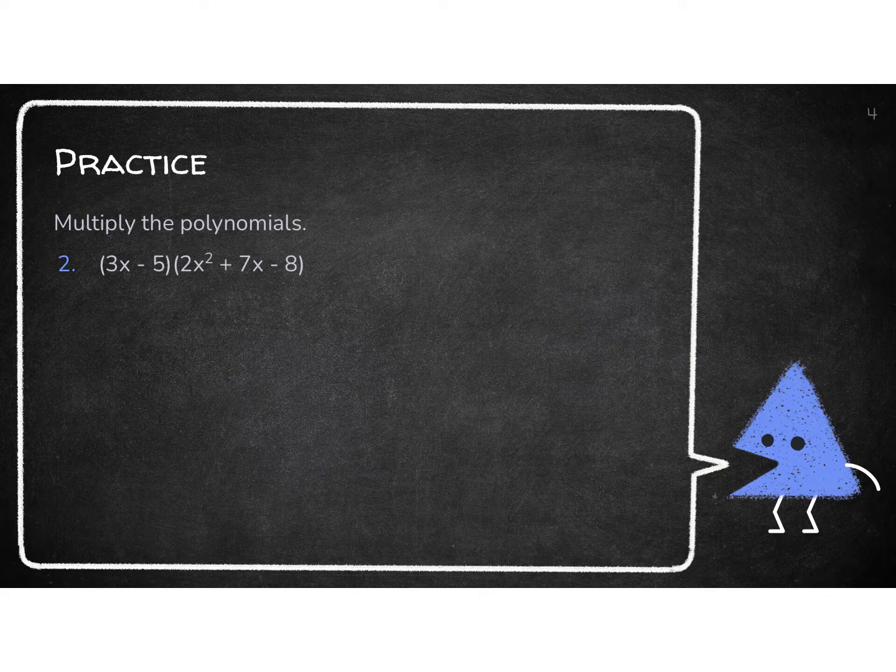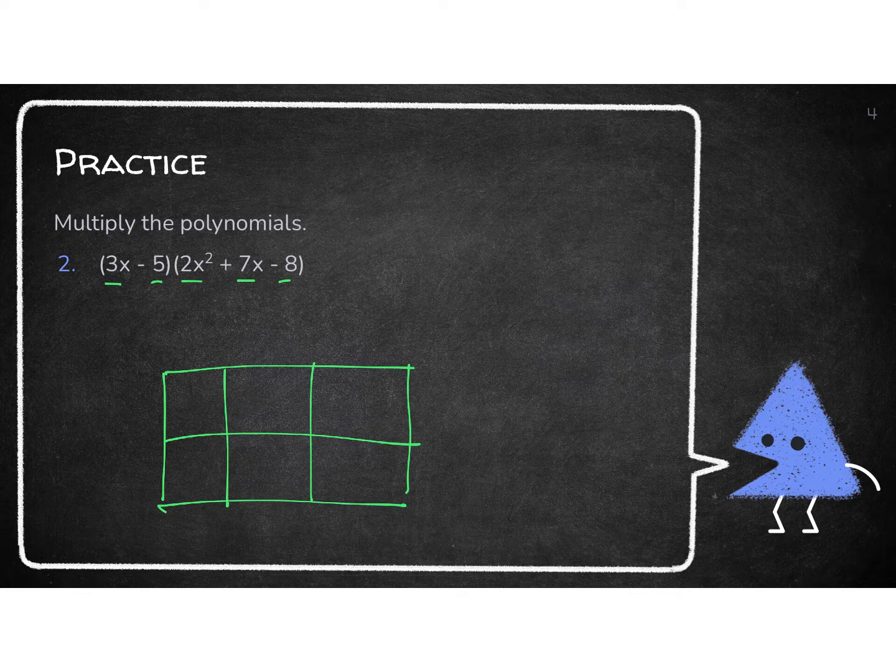Let's try this one. So I have a 2 by 3. So I'm going to do the same type of setup for that box, 2 by 3. And I'm going to go ahead and write out what I need. So I have 3x minus 5, and then I have 2x squared plus 7x minus 8.